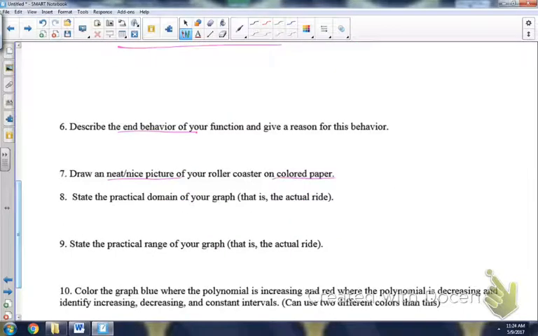Now, you need to come up with a domain of your graph. The X, remember, is your time. I want the actual time of the ride. So it doesn't matter what your function is. It just matters, I want you to come up with how long your ride is lasting. 6 seconds or a minute, 2 minutes. You need to come up with that. The practical range, remember your range is the height of the roller coaster. So you need to tell me of the actual ride, it's starting at this height and it's going to this height at the top. So you're explaining that.